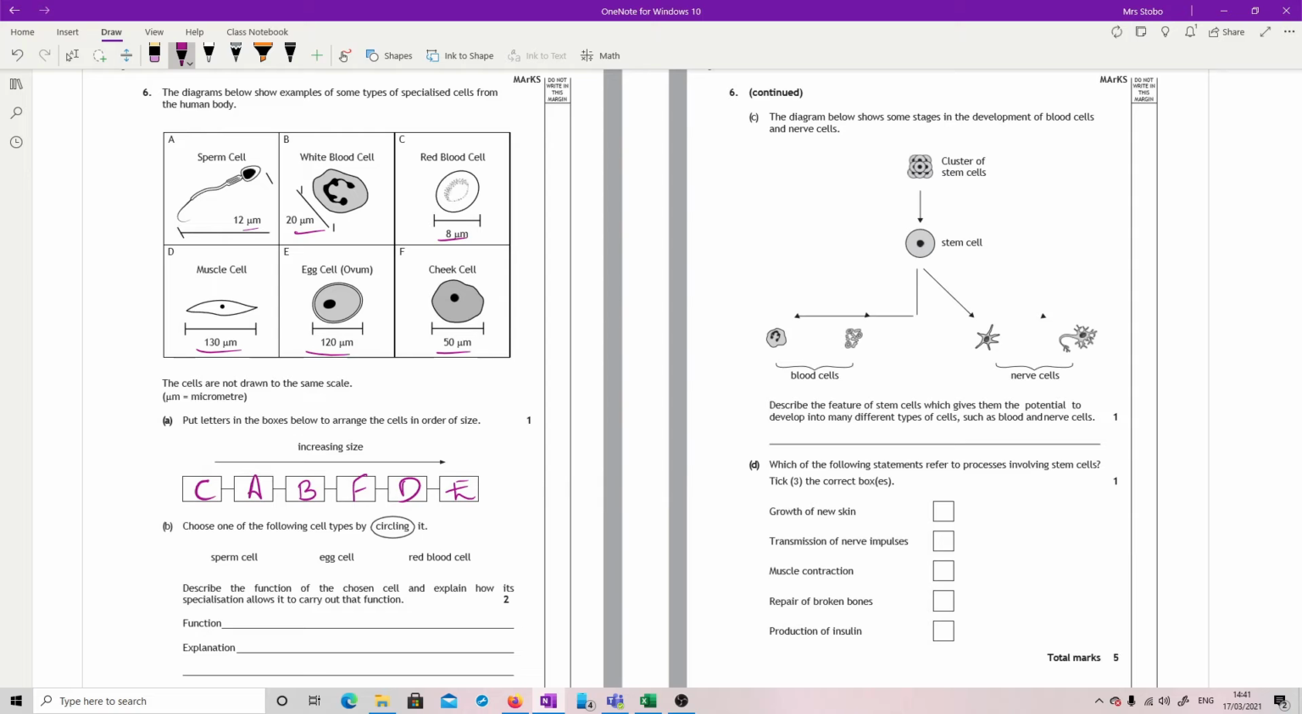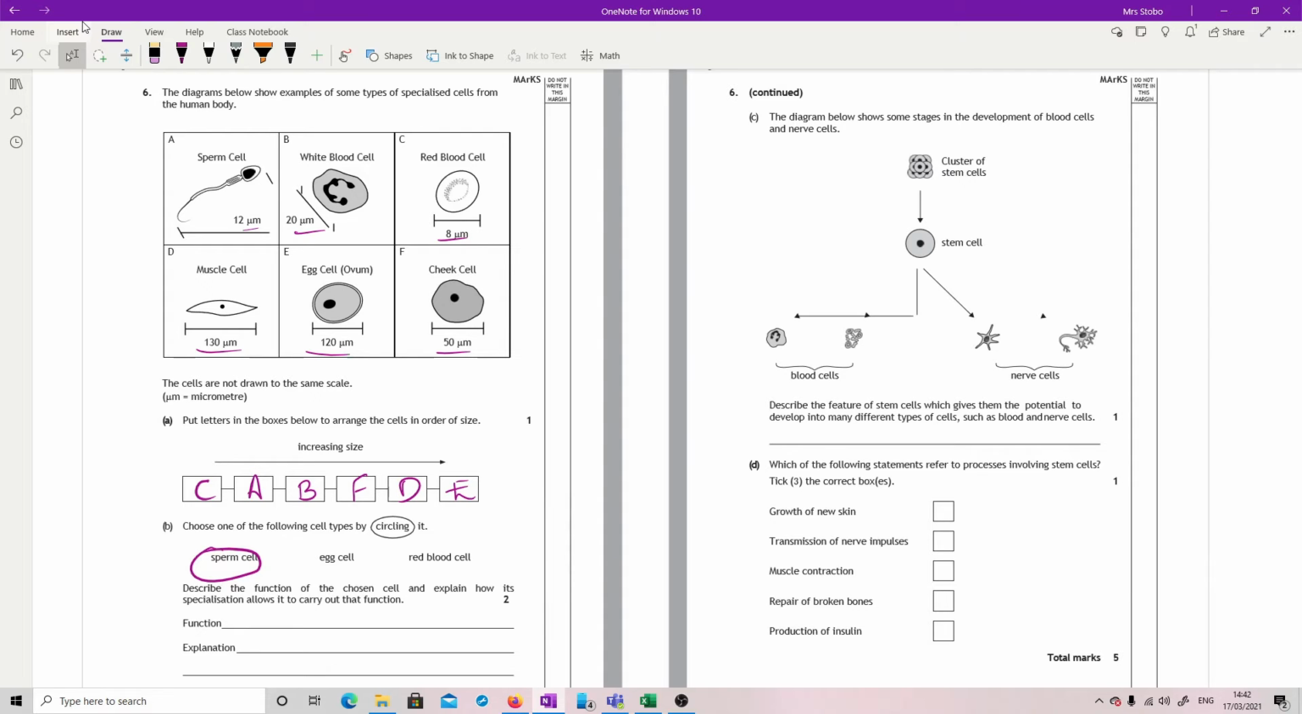Choose one of the following cell types by circling it, and then describe the function of the chosen cell and explain how its specialisation allows it to carry out that function. So you get the 2 marks for it being linked correctly to the thing you've picked. Okay, so if you went, I shall talk about sperm cell. Okay, so the function of the sperm cell is to carry genetic material from the male to the egg.